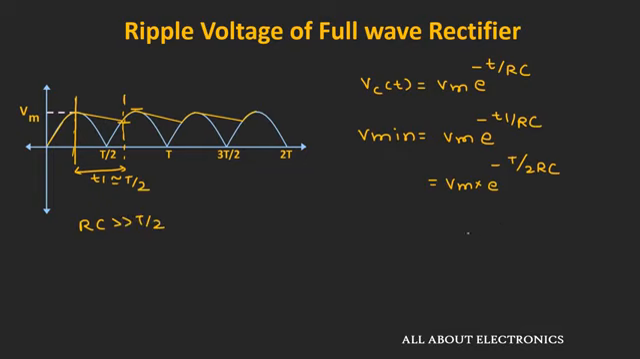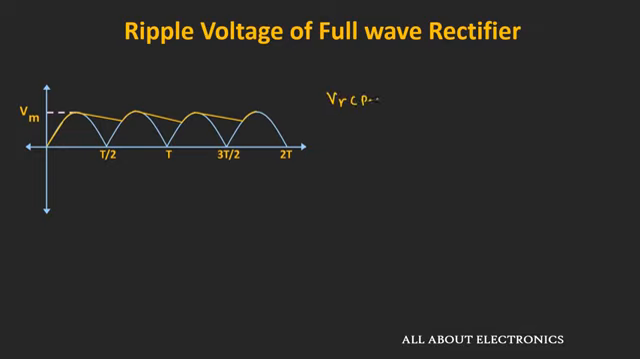So under this assumption, this minimum voltage can be expressed as Vm times (1 minus T divided by 2RC). So this will be the minimum value of the ripple voltage, and the maximum value of the ripple will be equal to Vm. That means Vmax will be equal to Vm. So if we take the difference of this Vmax and Vmin, then we will get the peak to peak ripple for the full wave rectifier.